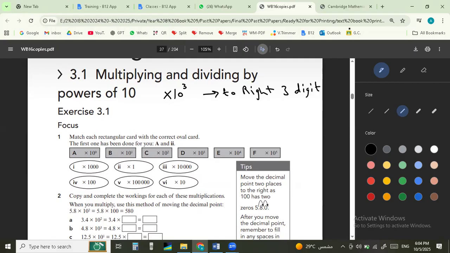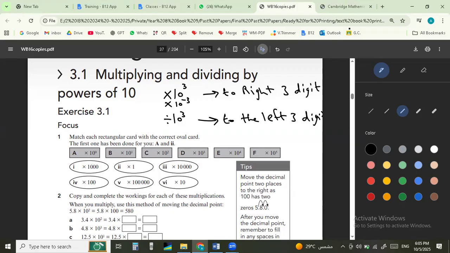Okay, good. But if I'm dividing by 10 to the power of 3, it means that I'm going to move the decimal point to the left. How many digits? Also the same thing, three digits to the left. But if I'm multiplying by 10 to the power of negative 3, we're going to do the opposite. Multiplying by 10 to the power of 3, move the decimal point to the right. Yes, but if the power is negative, move the decimal point to the left.